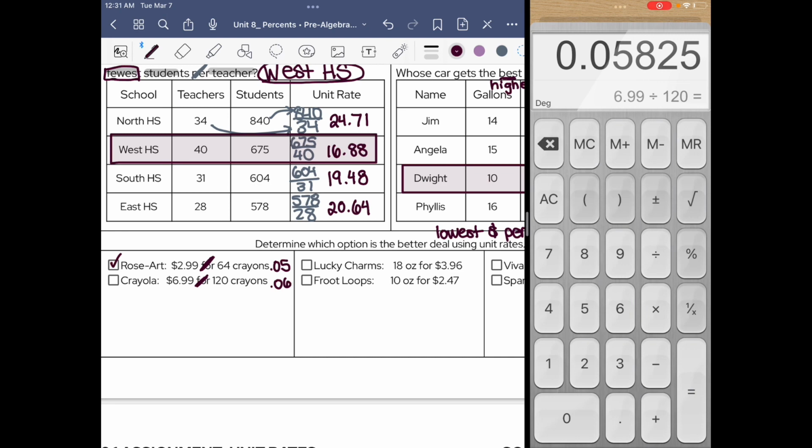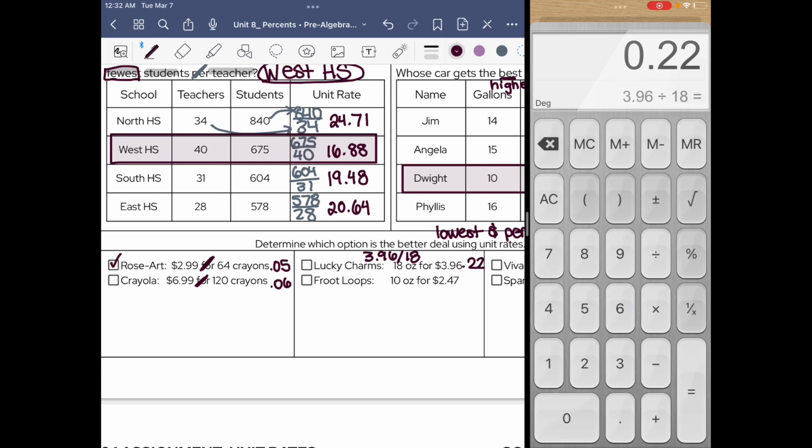All right, now we've got a cereal one. Lucky Charms or Fruit Loops? Lucky Charms is 18 ounces for $3.96. Make sure you do 3.96 divided by 18 though, because when we're doing money problems, money must go on top. So 3.96 first divided by 18. That's 22 cents an ounce.